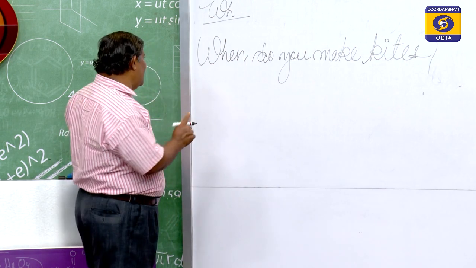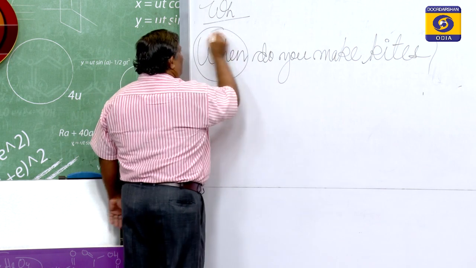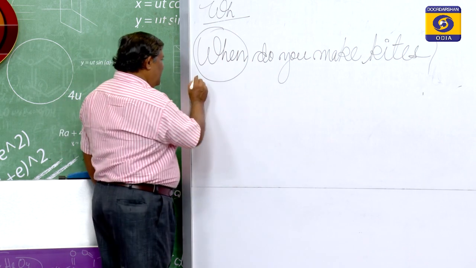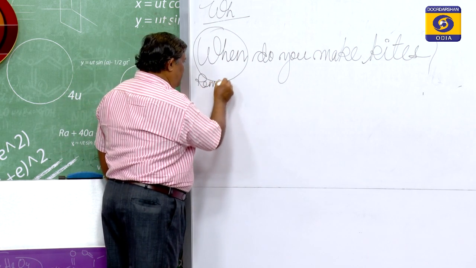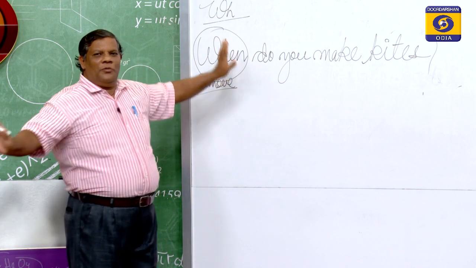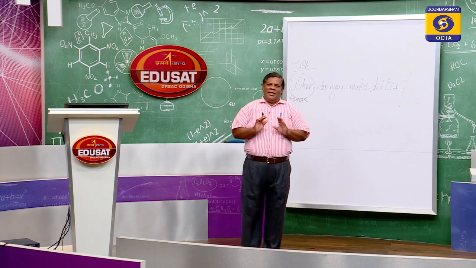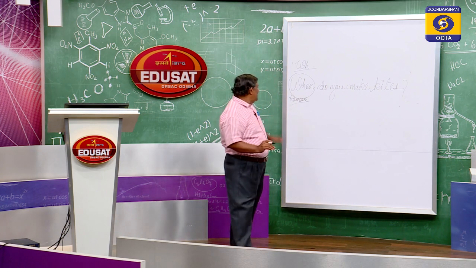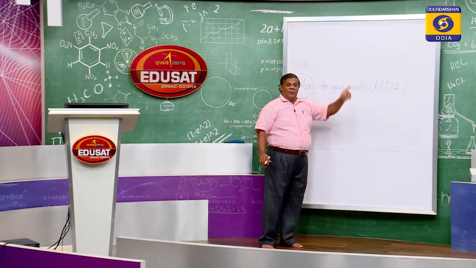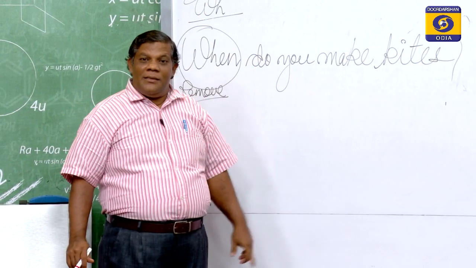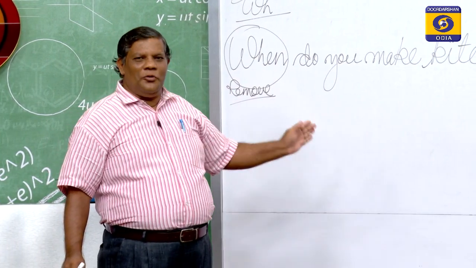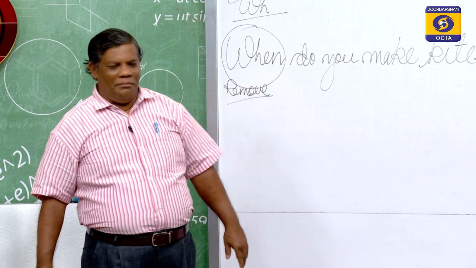The first stage is remove the WH word. Remove this word. Now think that there is no WH word. When you remove this WH word, what happens? It becomes a yes no question now: Do you make kites? When a WH word is removed, it becomes a yes no question.